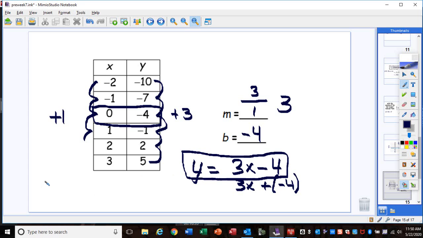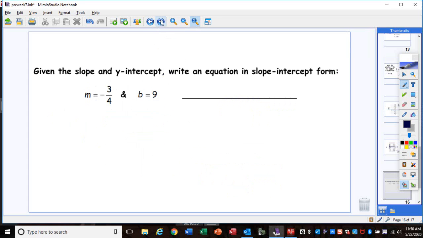Okay, almost done. Two more slides left. Okay, this one here. Write the equation in slope-intercept form. So here's your m and here's your b. Let's just practice some more of this.